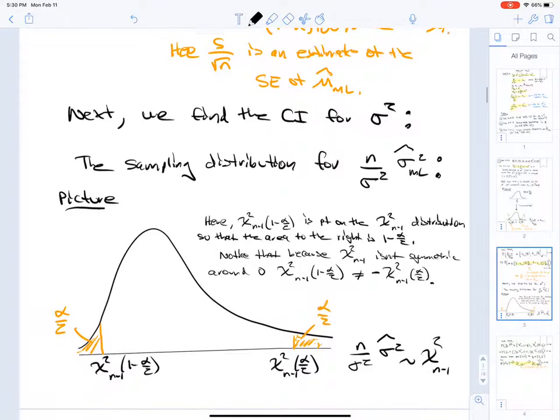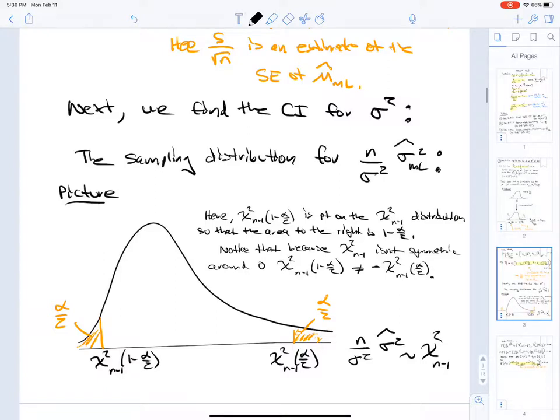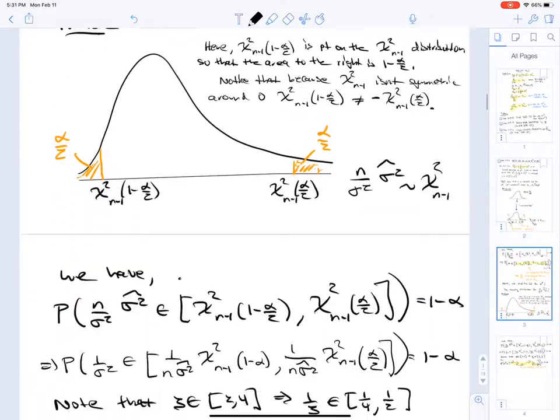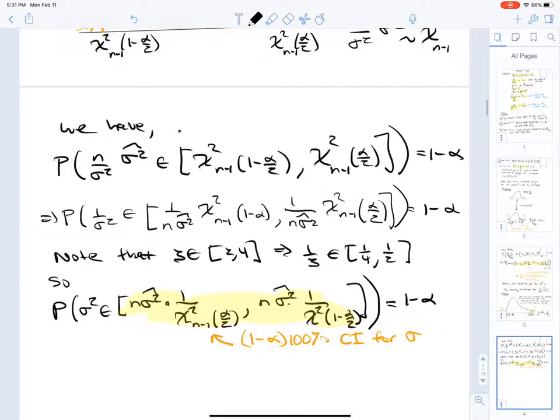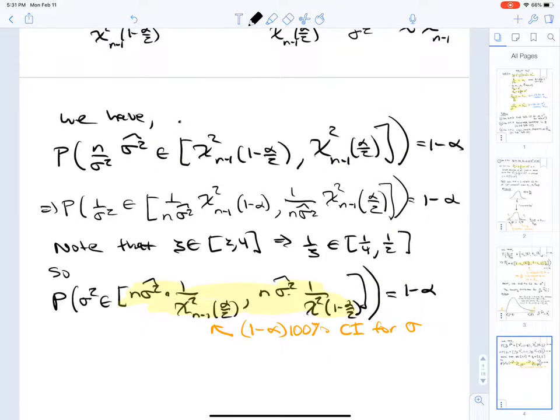When we do the confidence interval for sigma squared, the sampling distribution for n over sigma squared times the ML estimate of sigma squared is a chi-squared with n minus 1 degrees of freedom. So we have this distribution here, and we go through the usual tricks, algebraic manipulations, and we get a formula, highlighted below, for the CI of sigma squared.